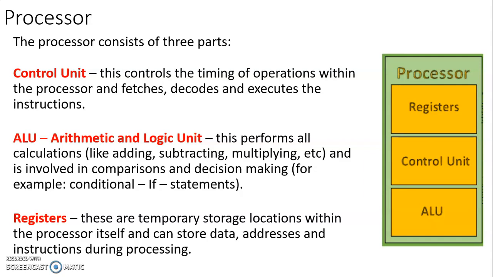The third part of the processor that we're going to look at is what we know as registers. These are temporary storage locations within the processor itself. They can store data, addresses, and instructions during processing. Because they are temporary storage, small pieces of data can be stored there at any time. Addresses I'm going to look at later on in this lesson, but it can also store instructions.